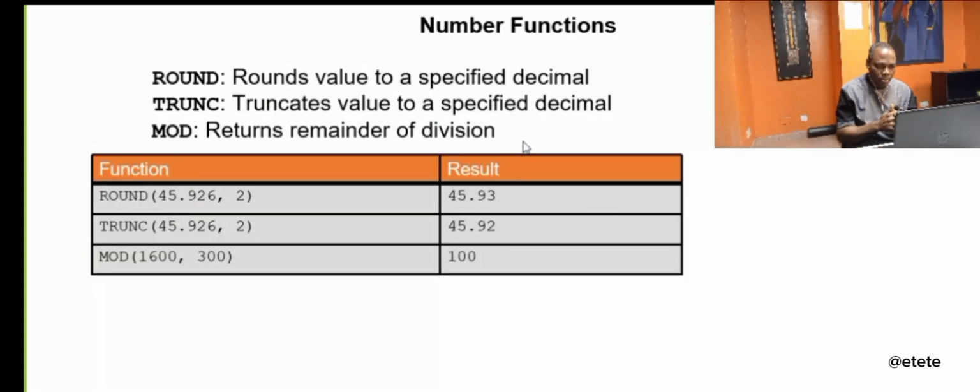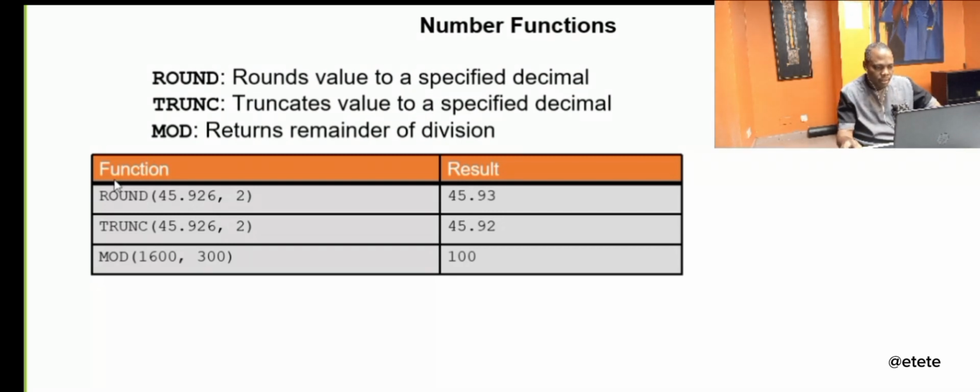Now we are looking at number functions. I'm going to give you just two examples of the number functions, which are round, trunc, and mode. Round rounds values to specified decimal. Trunc truncates value to a specified decimal. Mode returns remainder of division. That is what it does.